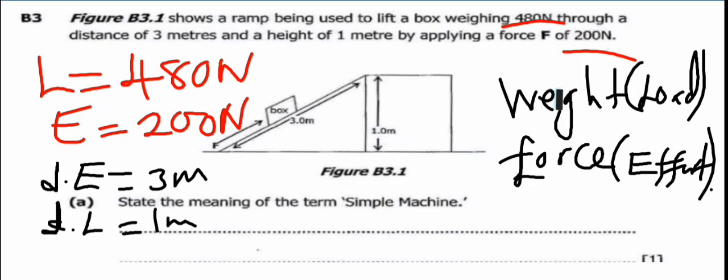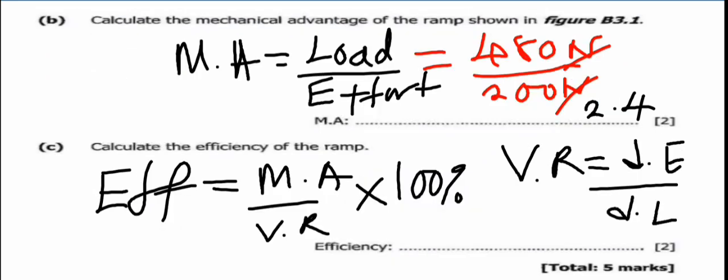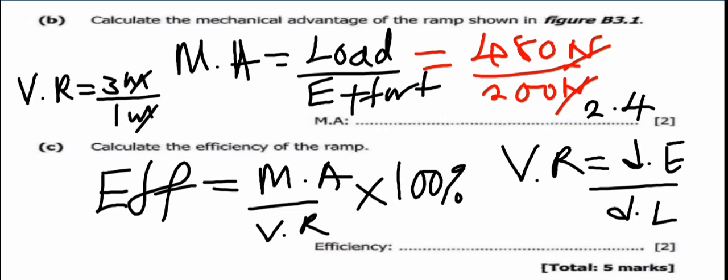Okay, so let's calculate the velocity ratio here. Velocity ratio is going to be equal to the distance moved by effort, in this case 3 meters, divided by the distance moved by the load, which is 1 meter. Meter and meter are going to cancel each other. When I divide here, I'm going to get 3. Meaning the velocity ratio is 3. By definition, velocity ratio is the distance moved by the effort over the distance moved by the load. That's the definition for the velocity ratio.